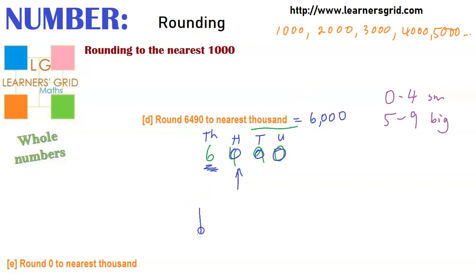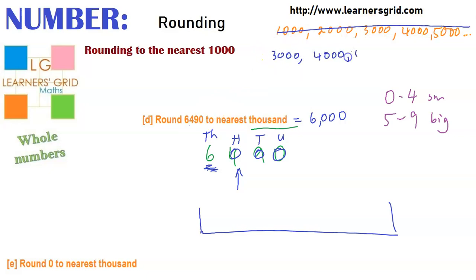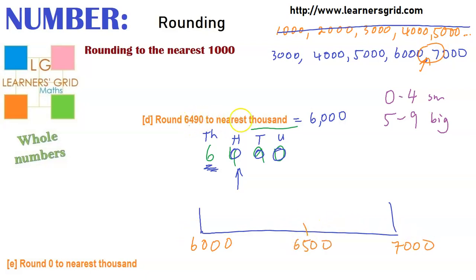Now I just want to show you one more thing with 6,490 and 6,000. Let me take that away and do a number line: 3,000, 4,000, 5,000, 6,000, 7,000. Where does 6,490 come? It's above 6,000 but below 7,000, so it's in there. Halfway is 6,500, and 6,490 is here-ish, somewhere in there. You can see it's closer to 6,000 than to 7,000, which is why we've said it's 6,000.